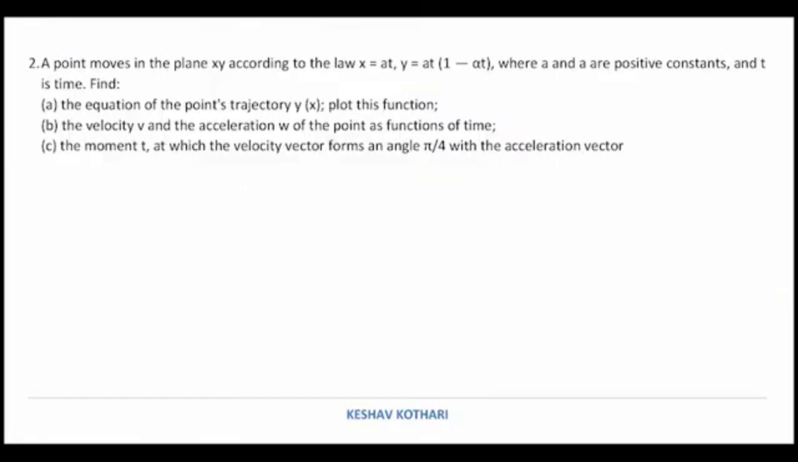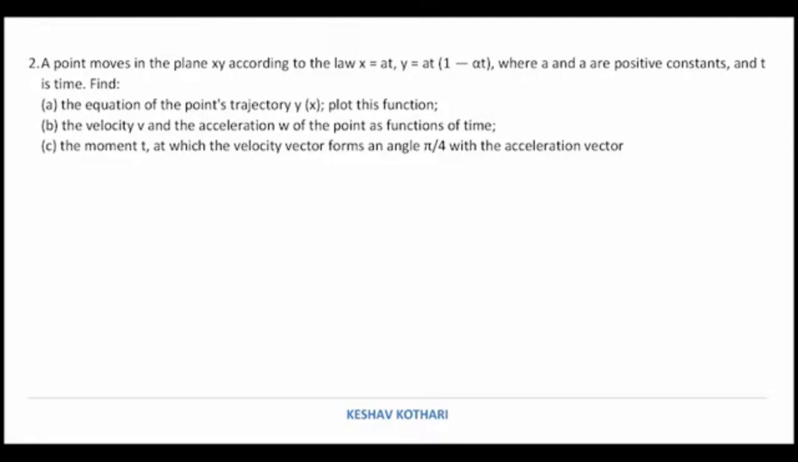A point moves in the xy plane according to the law x equals at, y equals at(1 minus alpha t), where a and alpha are positive constants and t is time. Find the equation of the point's trajectory and plot this function, the velocity v and acceleration of the point as functions of time, and the moment t at which the velocity forms an angle of pi by 4 with the acceleration vector.